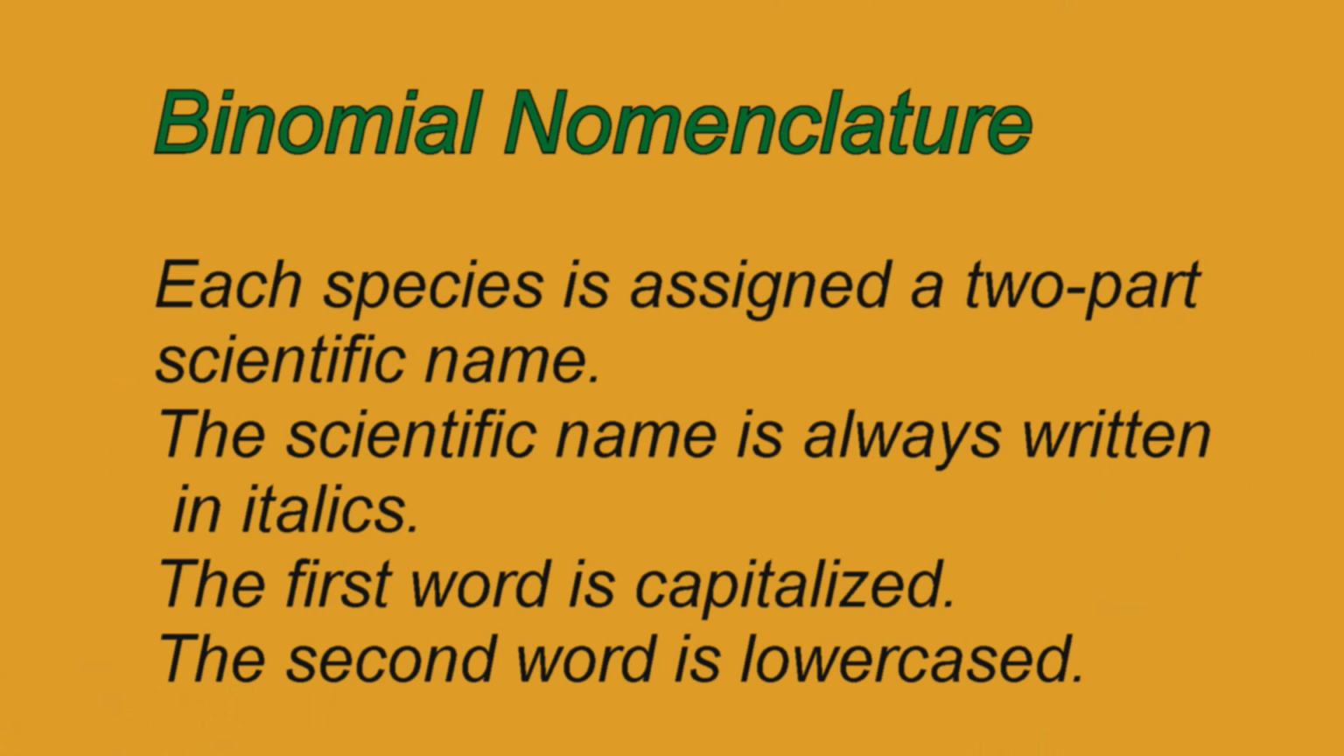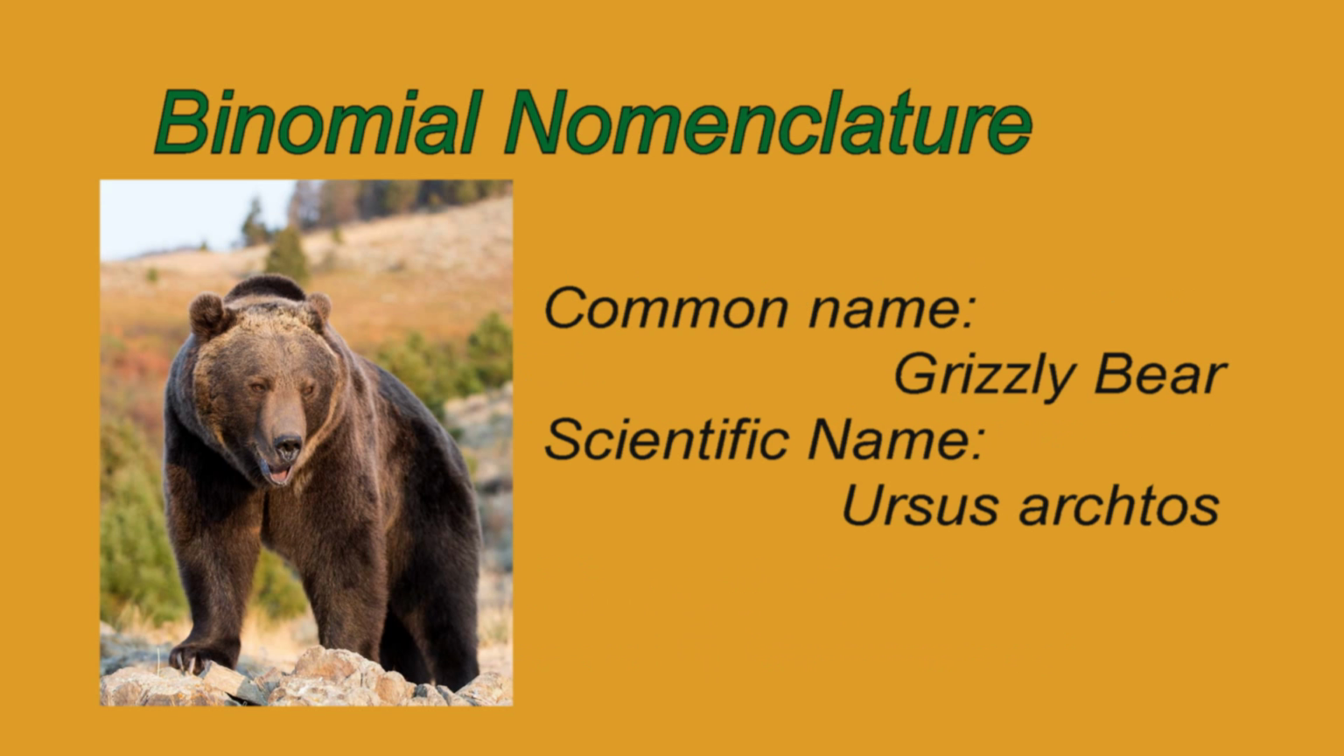In binomial nomenclature, each species is assigned a two-part scientific name. The scientific name is always written in italics. The first word is capitalized and the second word is lowercase. For example, the grizzly bear that we see in this picture is called Ursus arctos.